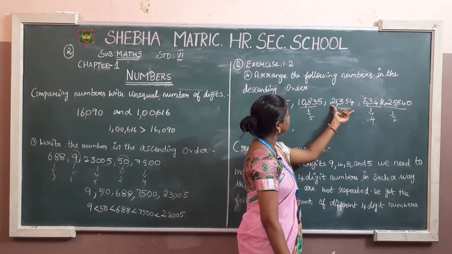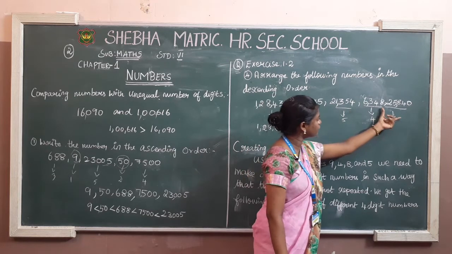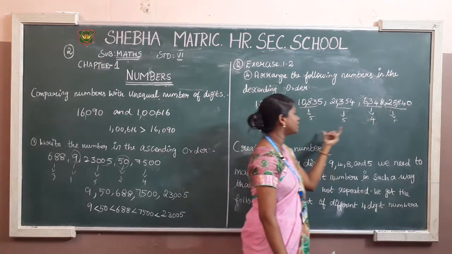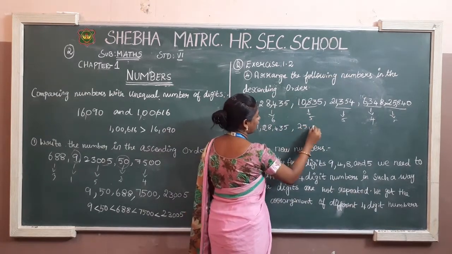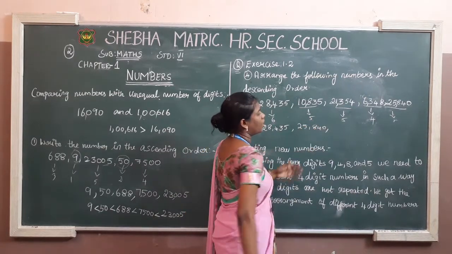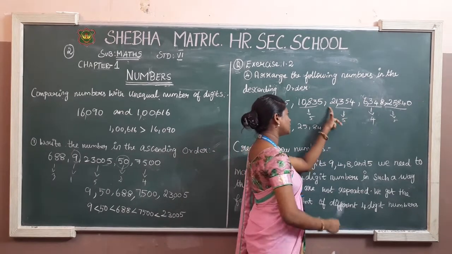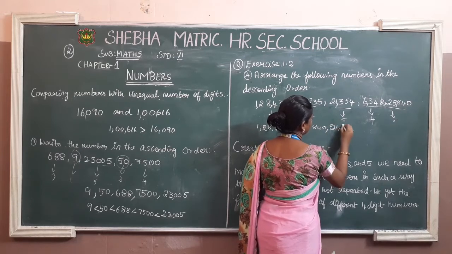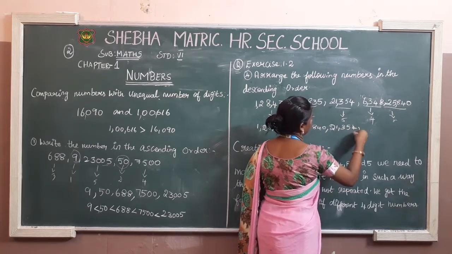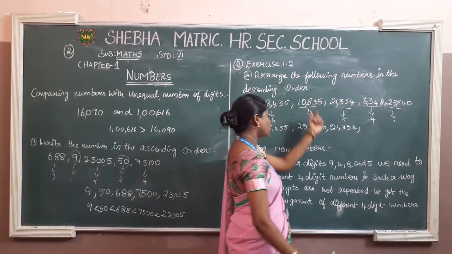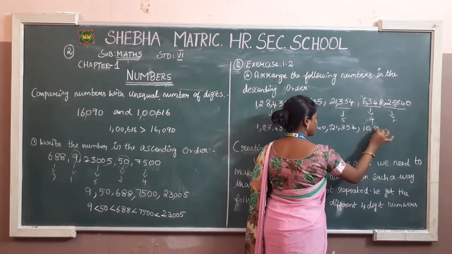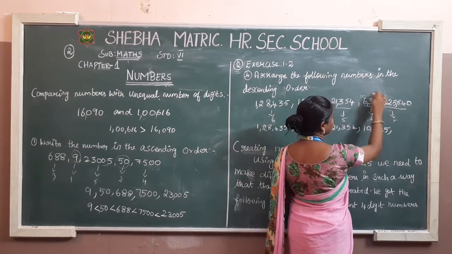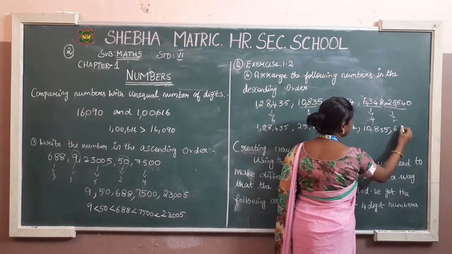Next, 21,354 and 25,840. Which is the greater number? This is the greater number. So we can write 25,840. And next the lesser number is 21,354. Next smaller number is 10,835. And next, the 4 digit number is the last and least number, 6,348.